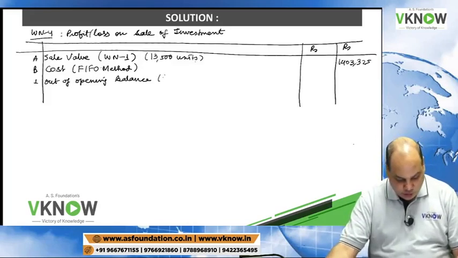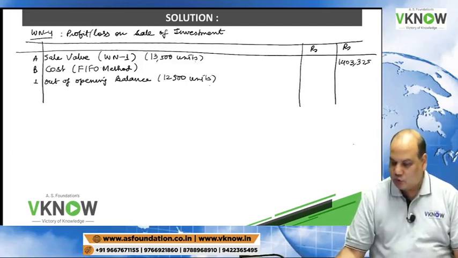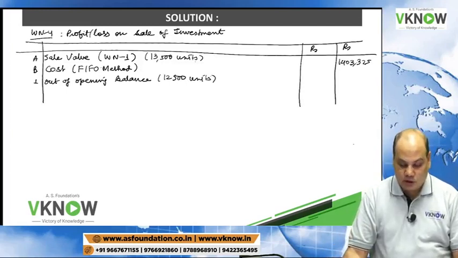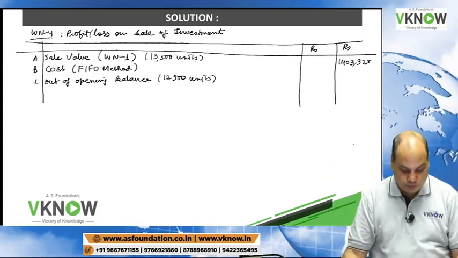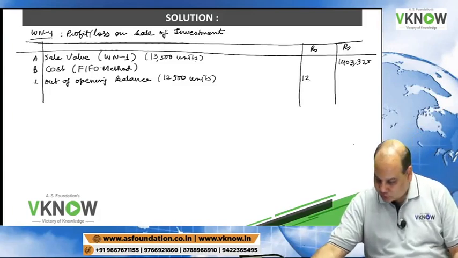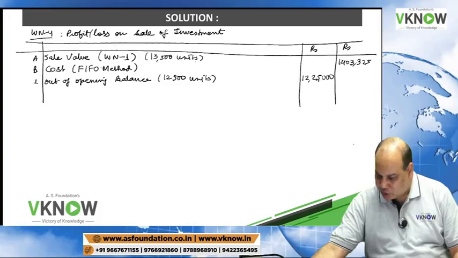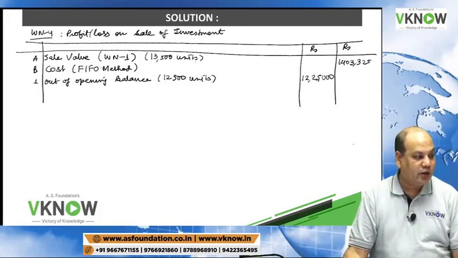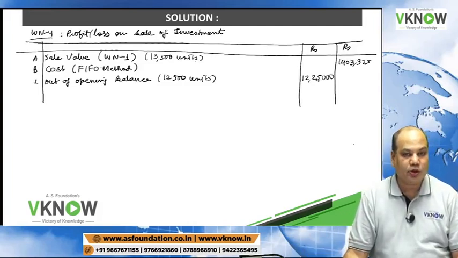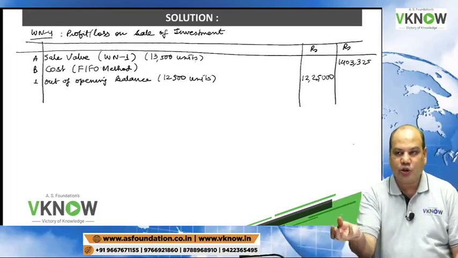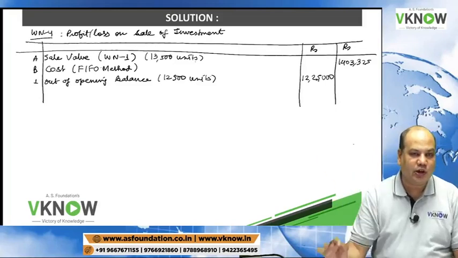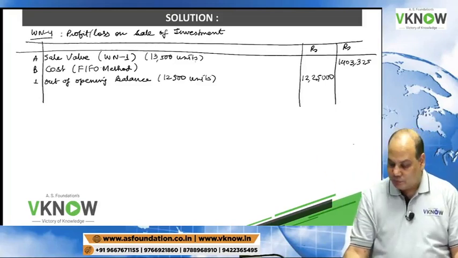Opening balance has only 12,500 units. So this entire opening balance will be assumed to have been sold. First in, first out. And the cost given in the question is 12,25,000. We will not change this figure. Somebody can ask, can we add 1% brokerage to this also? We will assume this is the final figure because it is opening balance. So last year it must have already been adjusted.